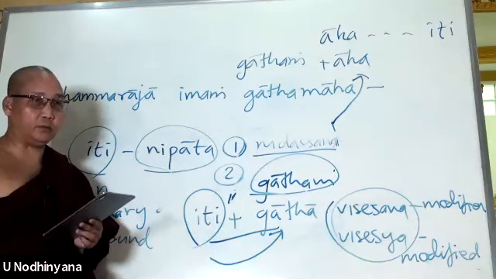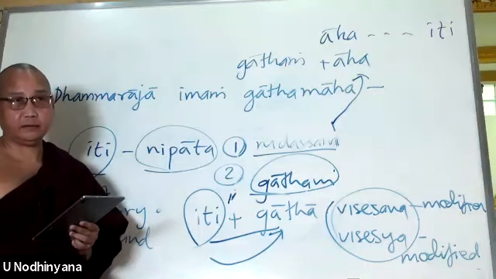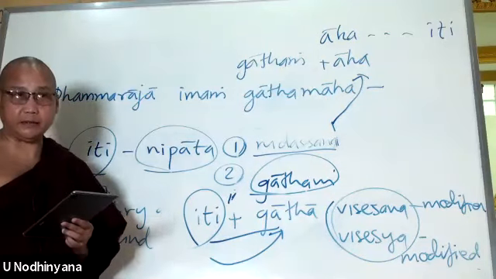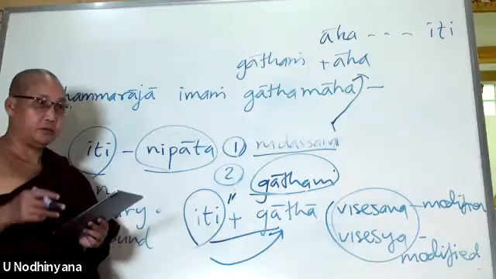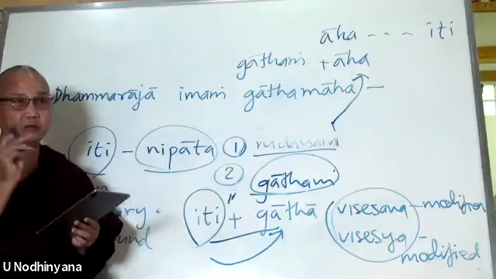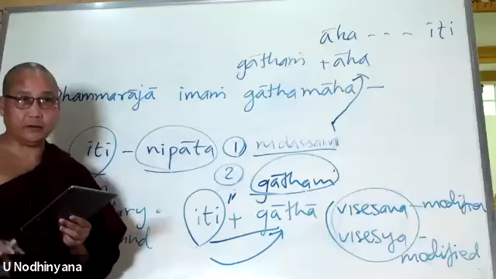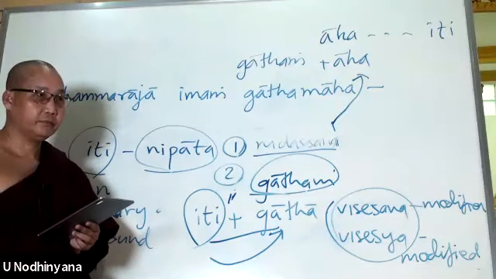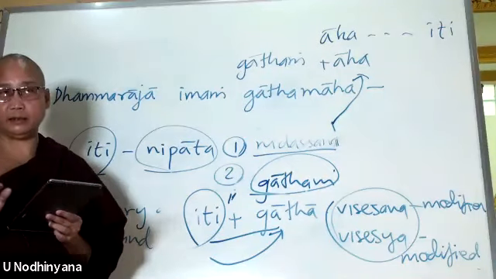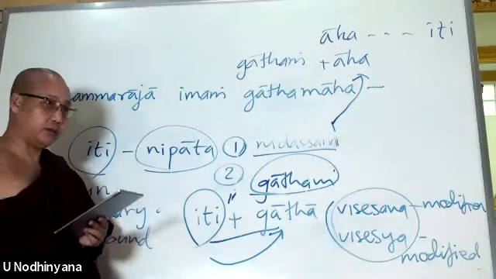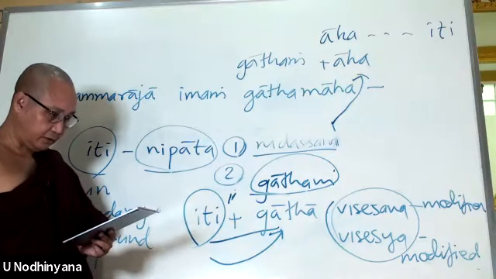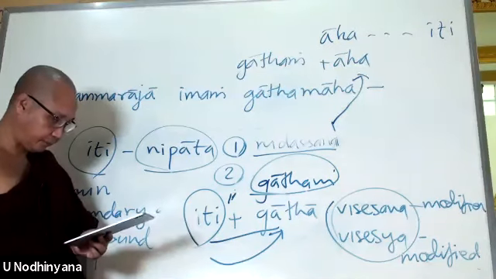So what is the case after the Iti? Accusative case is elided after the Iti, because Iti and the Gatha are connected to each other as Visesana and Visesya. Okay, this is the first technique or way of translation.